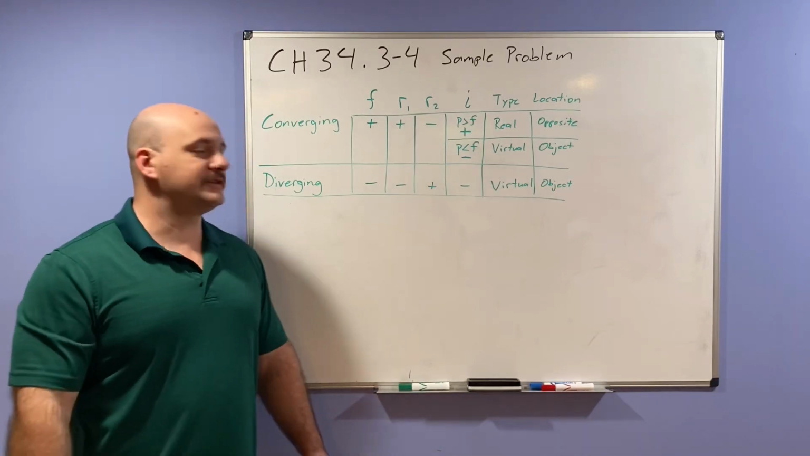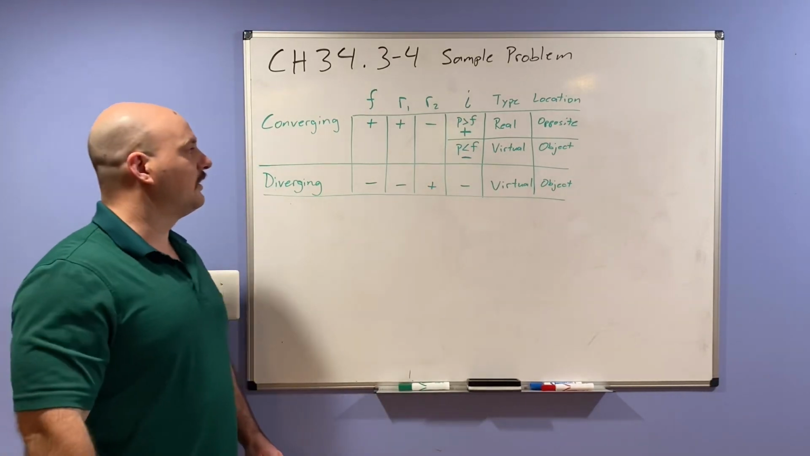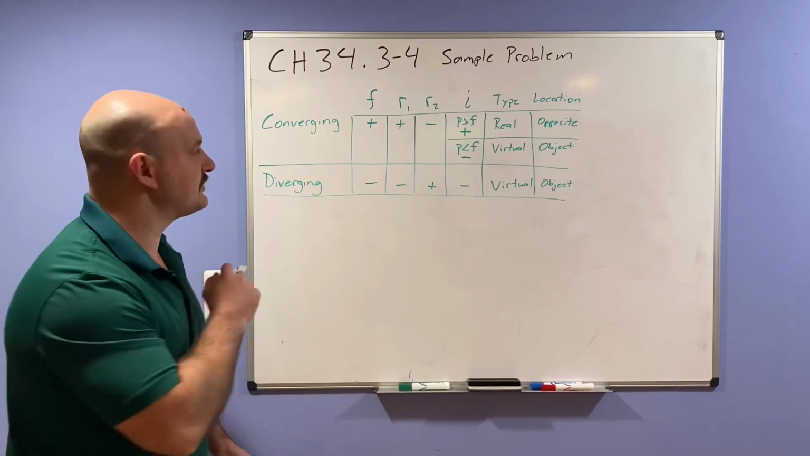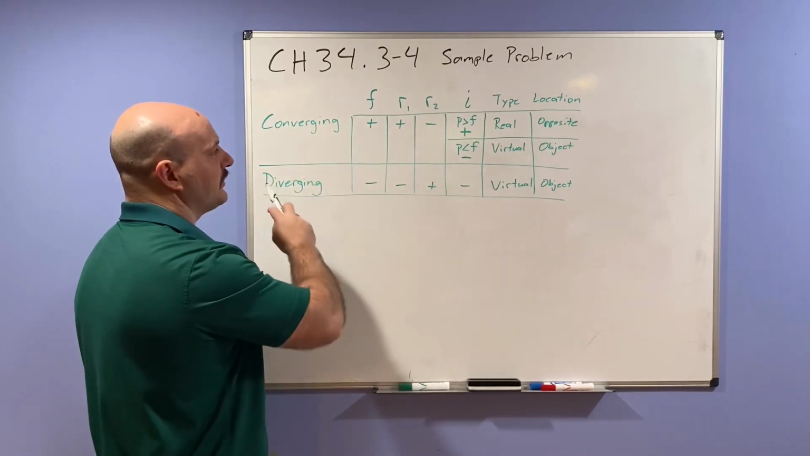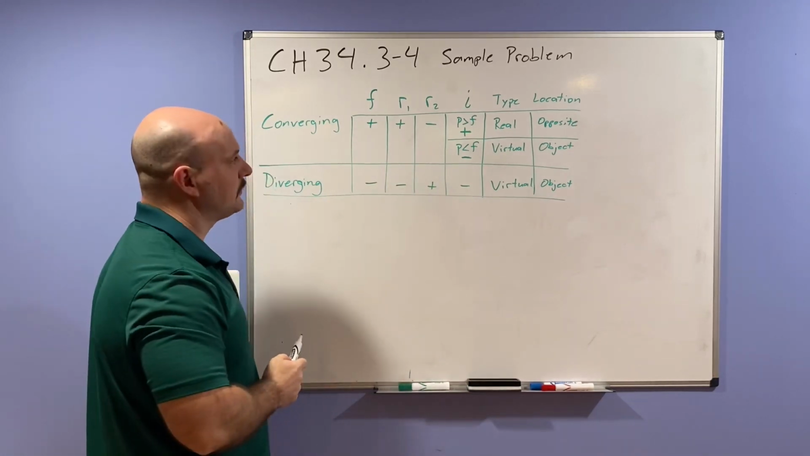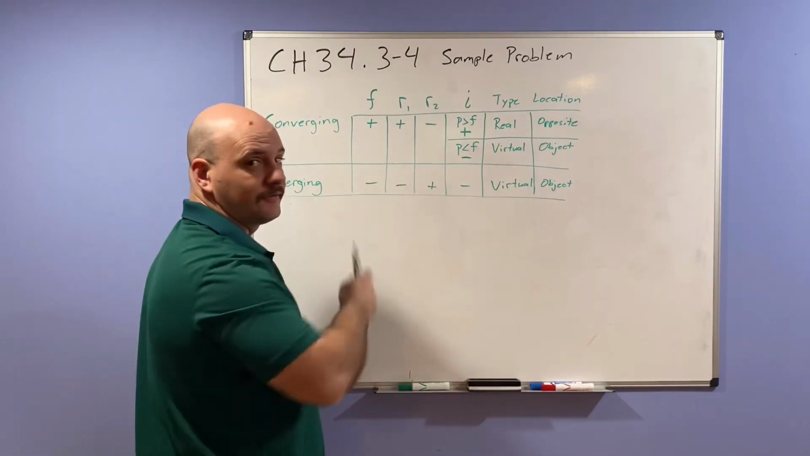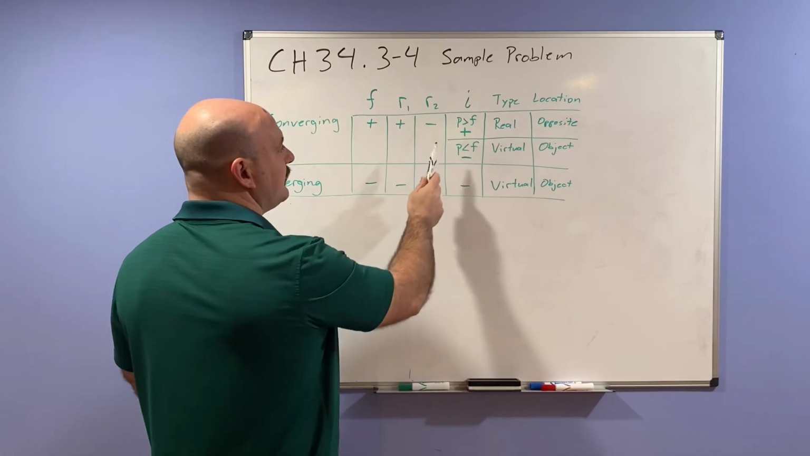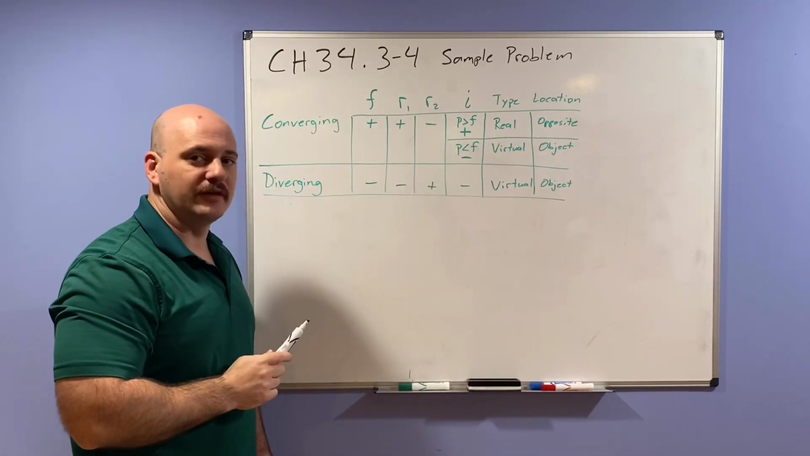Okay, so I made up a little table for thin lenses. Remember, for a converging lens, the focal length is positive. R1 will be positive where R2 will be negative. That's the radii of curvature. If the object distance is greater than the focal length, right?